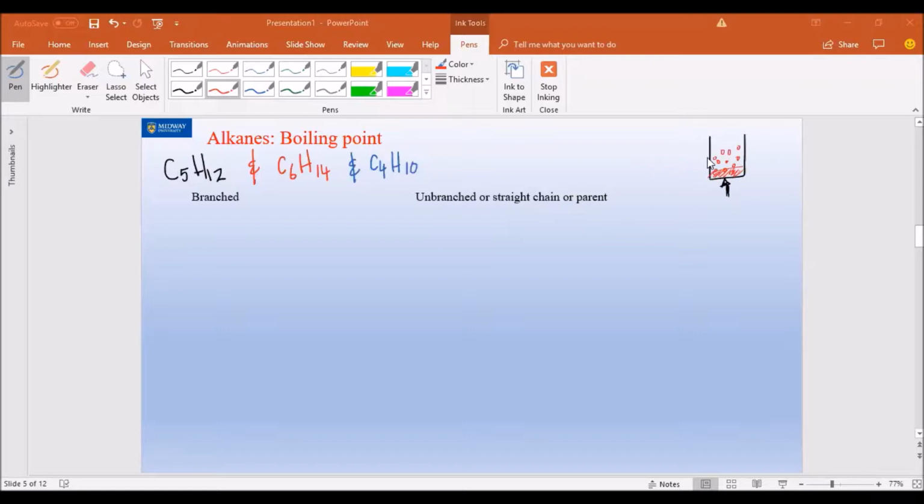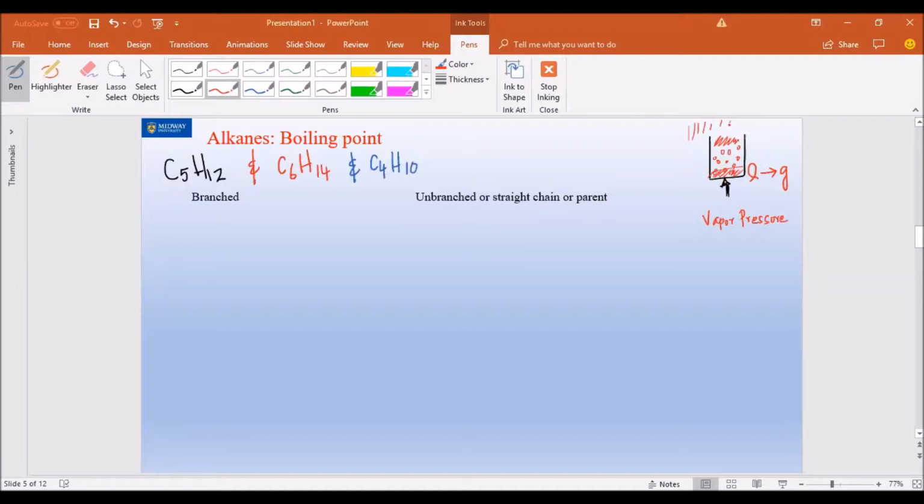So here I have a flask containing just water, and I'm heating the water. As water begins to go from liquid to gas, what you develop is something called vapor pressure. I'm going to write it. Vapor pressure. Over here, this area.